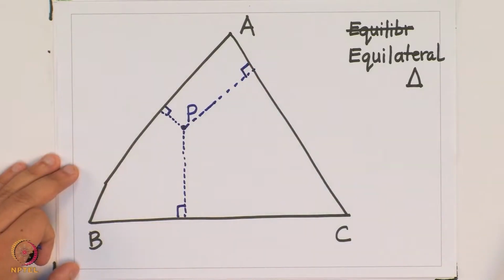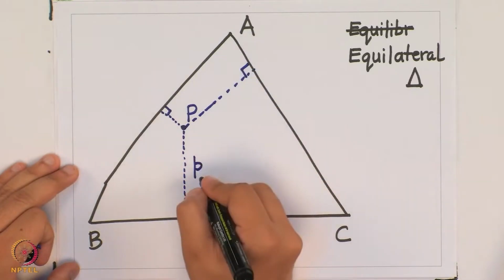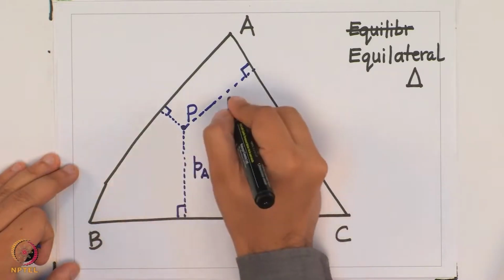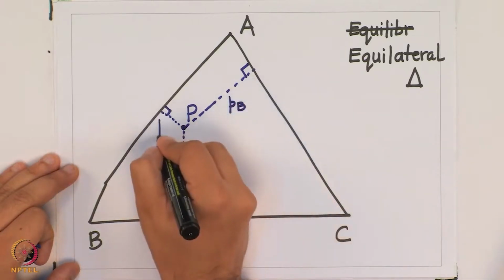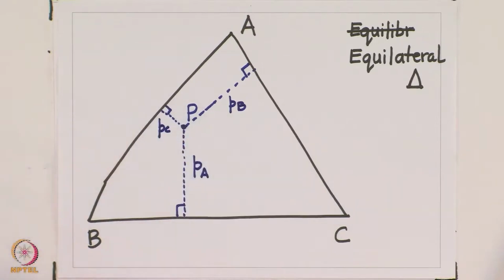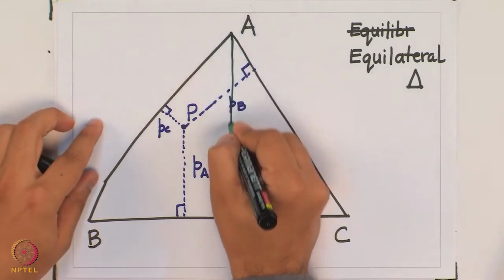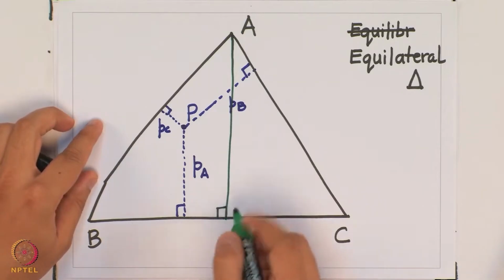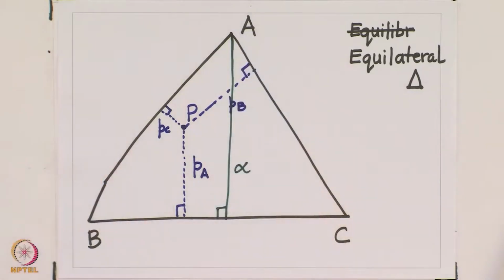Let us call the length associated with these three perpendiculars as the one opposite vertex A, let us call it PA, the perpendicular opposite vertex B, let us call that PB, and the one opposite vertex C, let us call that PC. Let us also define a quantity in this equilateral triangle, which is the length of the perpendicular drawn from one vertex to the other side, and let us call that alpha. The length of this perpendicular is alpha.